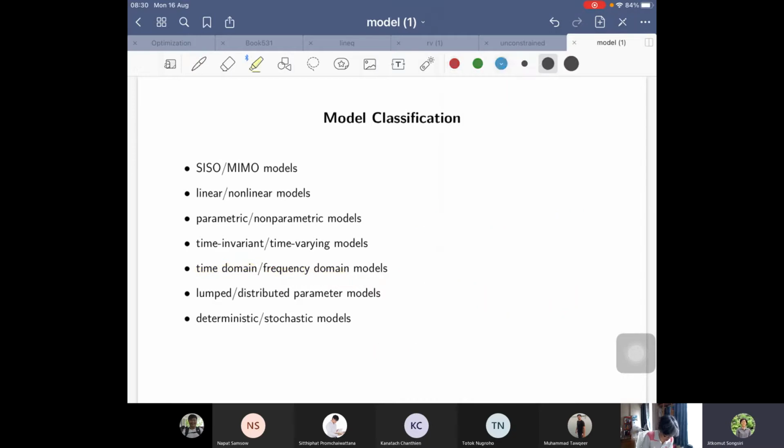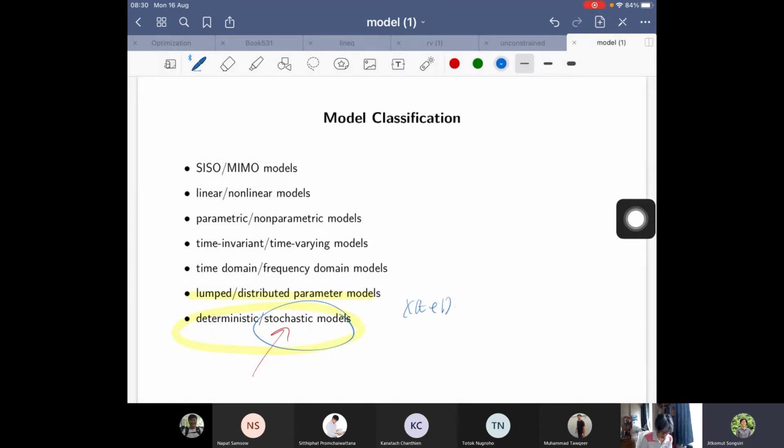I would like to skip this one and explain the last one. The model can be deterministic or stochastic. As the name suggests, a stochastic model is a model that contains some random variable or random signal. In this course, we are going to use a stochastic model.